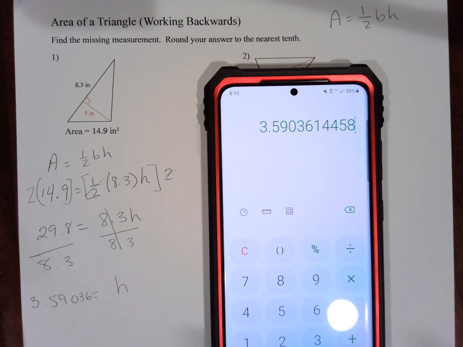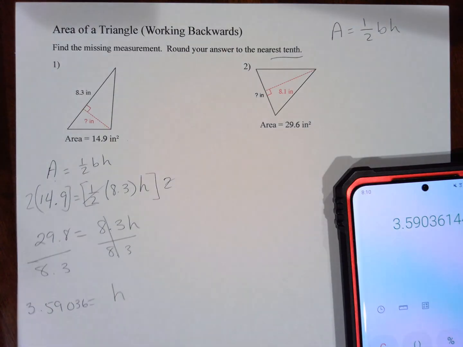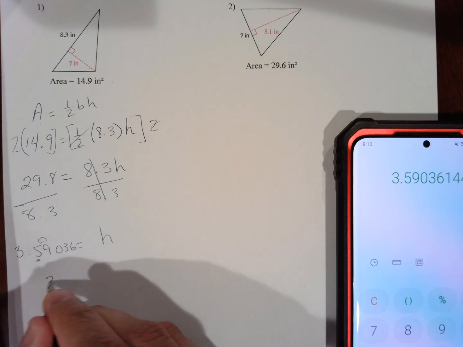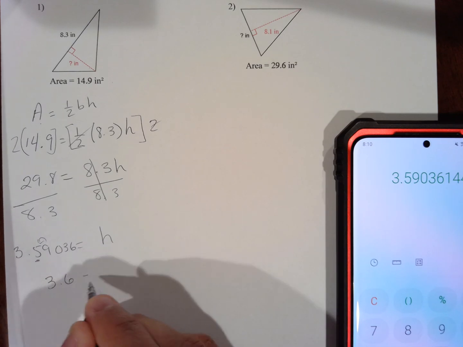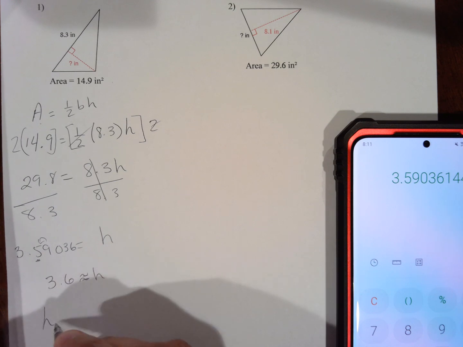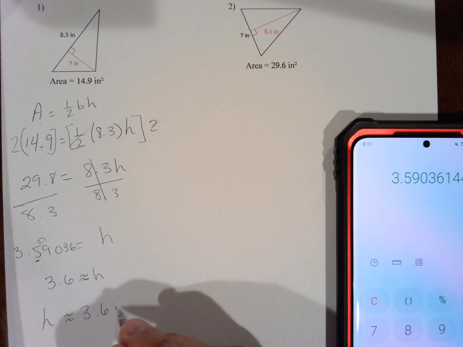3.59036. Okay, but we go up here and we see that we need to round to the nearest tenth. Okay, so that's one digit. So I round here, the 9 bumps it up. So 3.6 is h, approximately, about. So h is about 3.6, and we label inches.